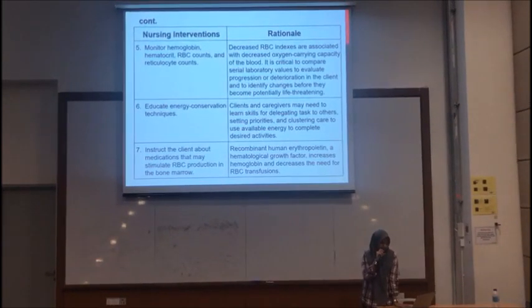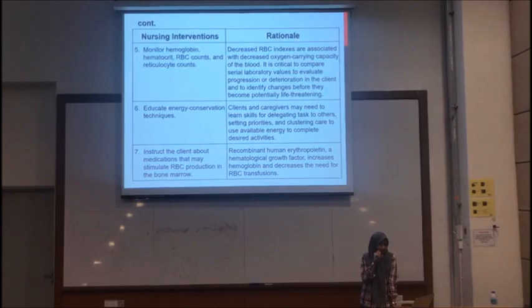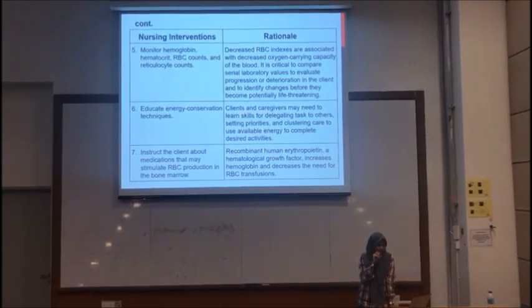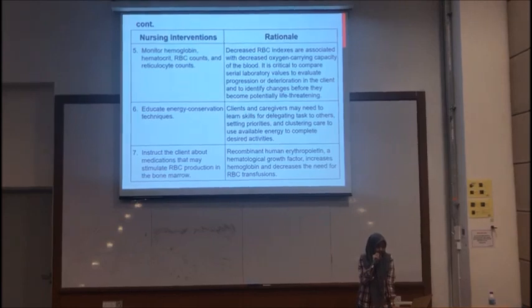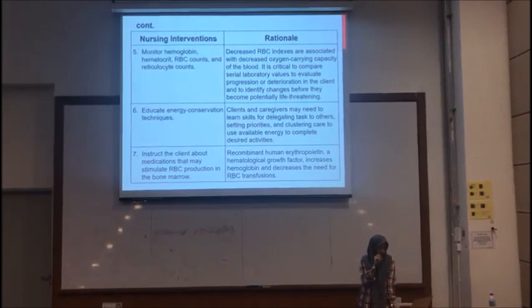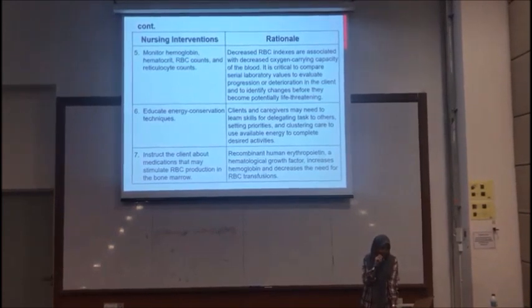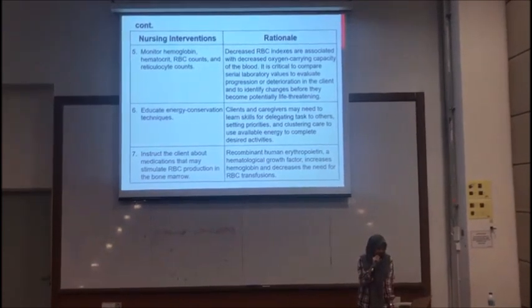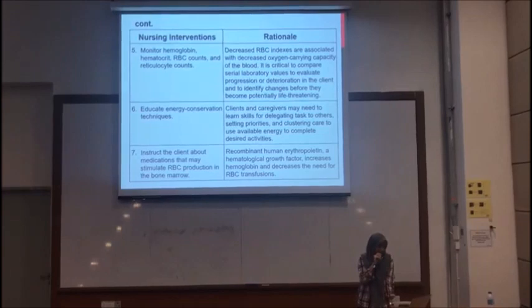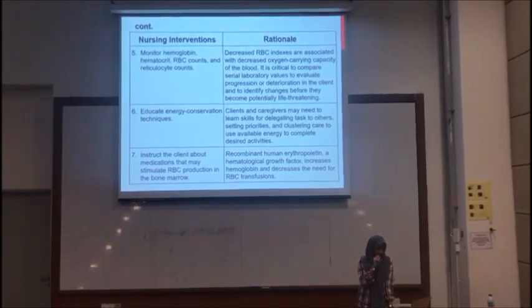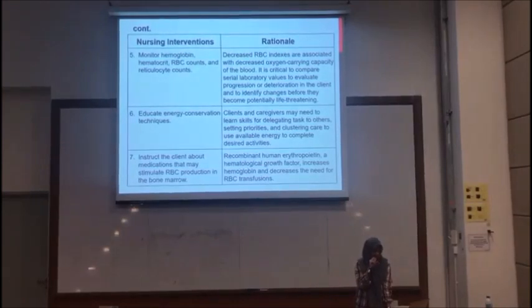The next one is monitor hemoglobin, hematocrit, RBC count, and reticulocyte count. Decreased RBC index are associated with decreased oxygen carrying capacity of the blood. It is critical to compare serial laboratory value to evaluate progression or deterioration in the client and to identify changes before they become potentially life-threatening.